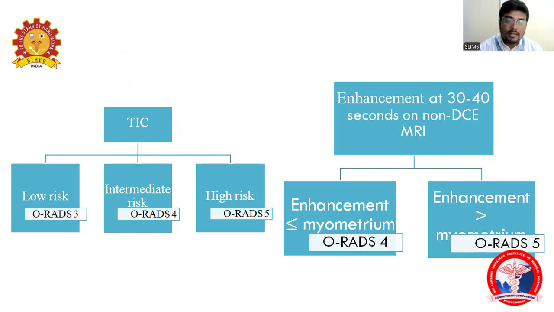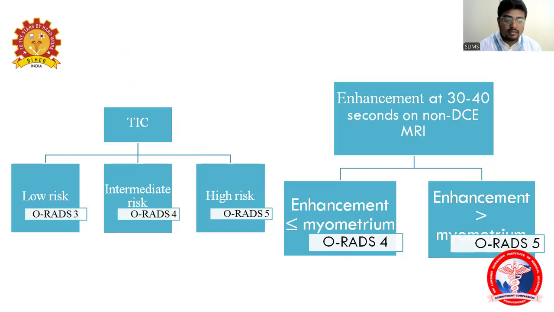And in the DCE time-intensity curve, there are three categories of curves. It can be low risk, with no steep rise in the initial phase; intermediate risk, where the initial steep rise is less than that of the outer myometrium; or high risk, where the initial steep rise is more than that of the outer myometrium.